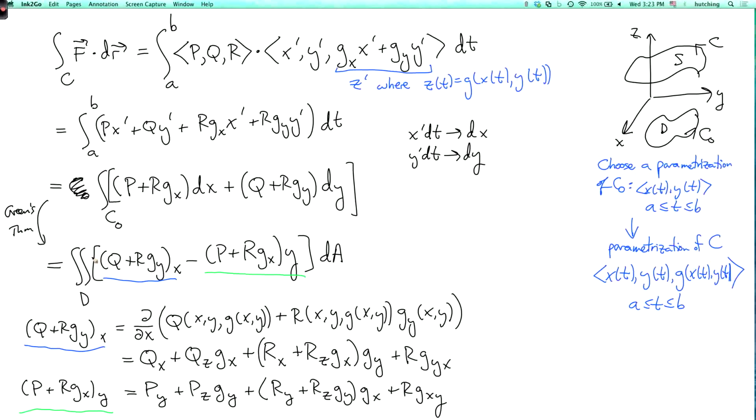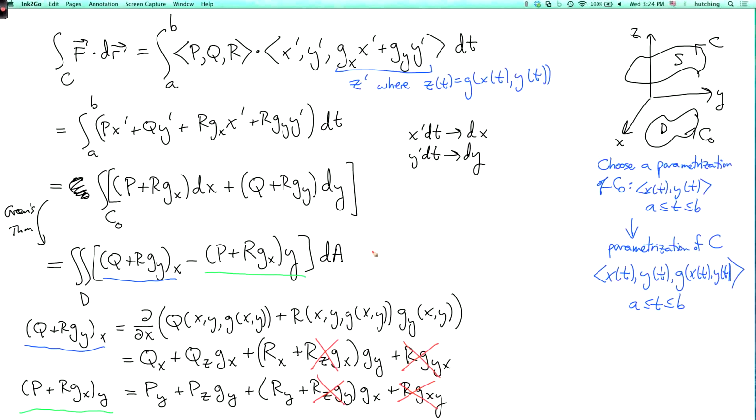Now, in the integral, I'm supposed to subtract this bottom line from the line above it. Let's see if anything cancels. So first of all, I have an r g_yx and an r g_xy. So I can cancel these using Clairaut's theorem. And then here I have an r_z g_x g_y, and here I have an r_z g_y g_x, so those are equal. So I can cancel those.